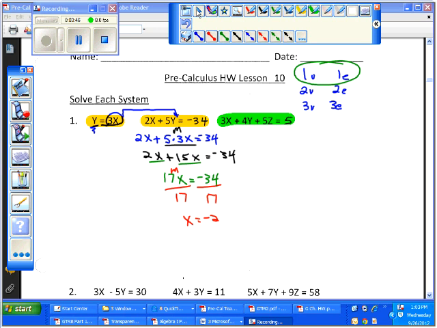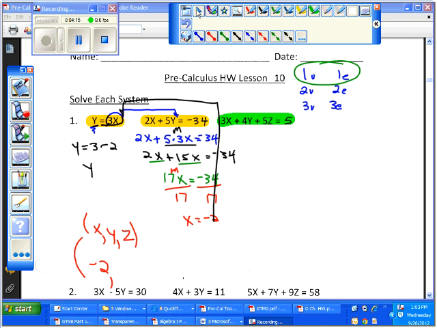Now, my answer is an XYZ situation. It's going to be x, comma, y, comma, z. A three-variable ordered pair. Ordered triple. Can't say ordered pair, can you? A three-variable ordered whatever. All right. Now, I can plug back in to this one and find my y. So y is equal to 3 times negative 2, so y is equal to negative 6. So now I've got the second member of my ordered set.